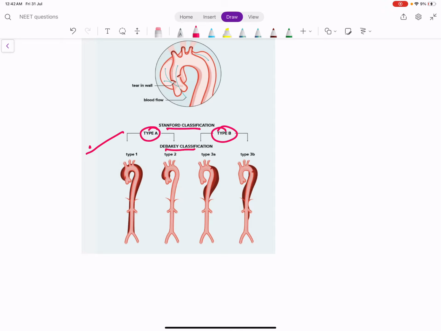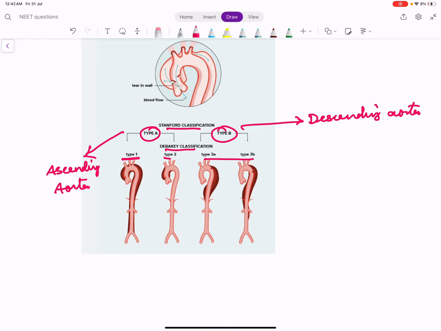Stanford A is A for ascending aorta. So in Stanford A, the ascending aorta is always involved. In Stanford B, the ascending aorta is not involved, so only the descending aorta is involved. We have DeBakey's classification. DeBakey type 1 is where both ascending aorta and descending aorta are involved. DeBakey type 2 is where only the ascending aorta is involved. Type 3 is where only the descending aorta is involved, right?